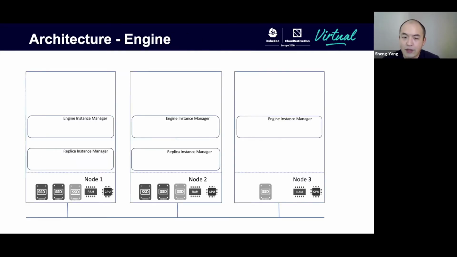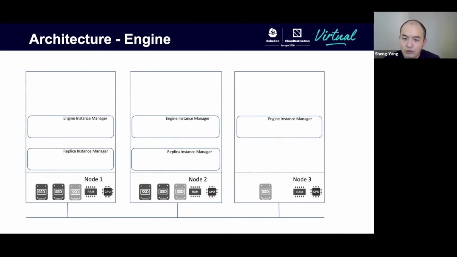So let's talk about what the Longhorn architecture looks like. Here we have 3 nodes, and those 3 nodes have hard drives, RAM and CPU. Some of the hard drives (SSDs) are marked as gray, which means they are not usable by Longhorn. Once Longhorn is installed, we deploy the engine instance manager and the replica instance manager on every node, except for the node that doesn't have storage provided to Longhorn. We are not going to deploy a replica instance manager there.